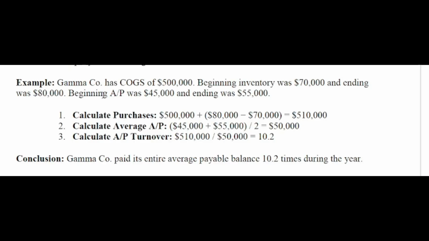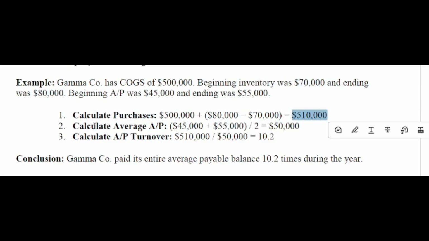The beginning account payable was 45,000 and ending was 55,000. So first thing we have to calculate the purchase. How will we calculate the purchase? Cost of goods sold plus ending inventory minus beginning inventory. Here the cost of goods sold is 500,000, the ending inventory was 80,000 and the beginning inventory was 70,000. So you'll get the purchase value, that is 510,000.